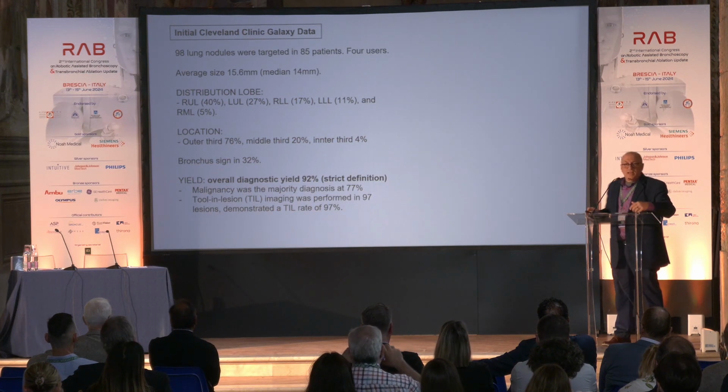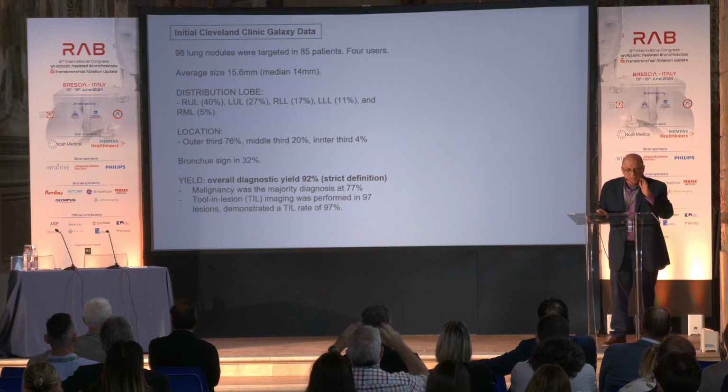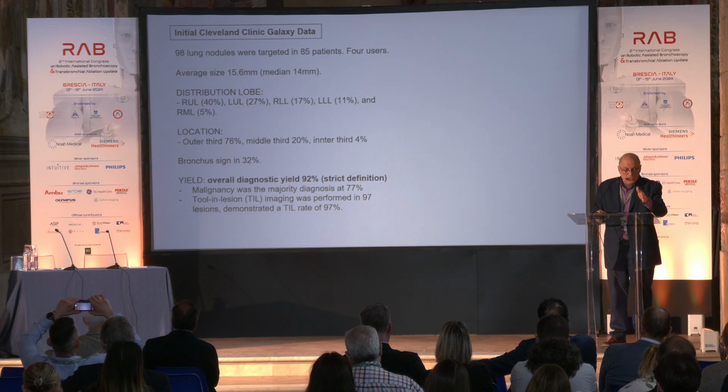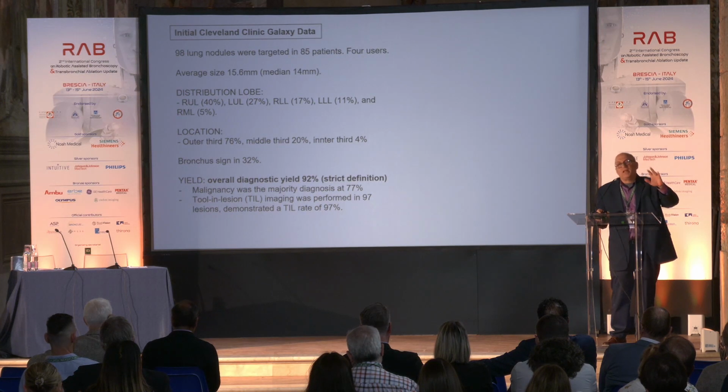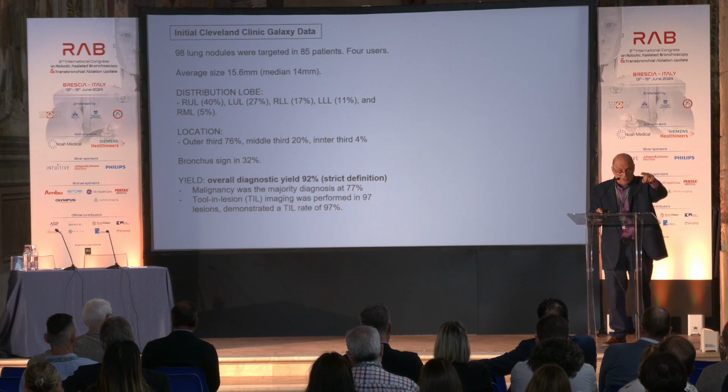This is our Galaxy data. Now remember what a Galaxy is, right? It's just a robotic scope. It's a robotic scope that's doing everything that Illumisite and Super D and everything does. The only thing different is it's a robotic scope, which has fine articulation at the end. But robotics don't have location updating, and they certainly don't have augmented fluoro.